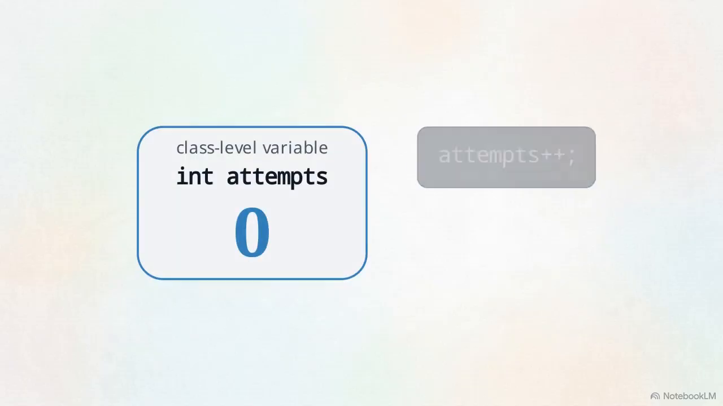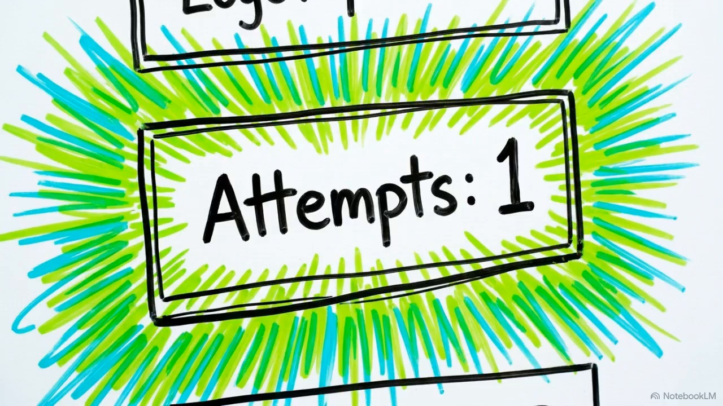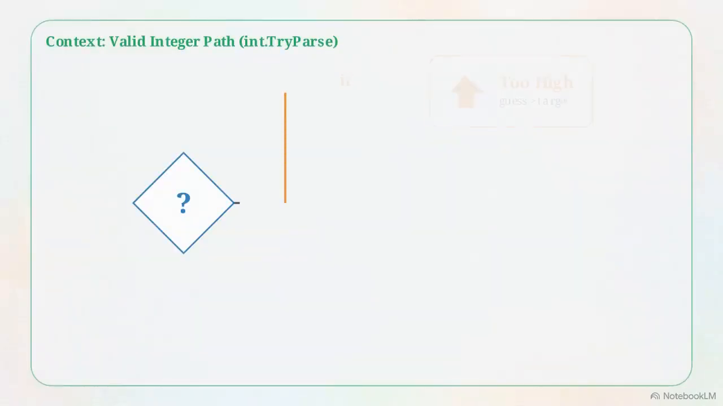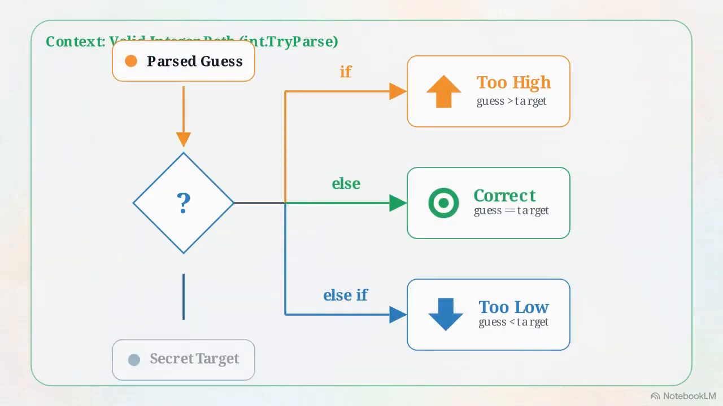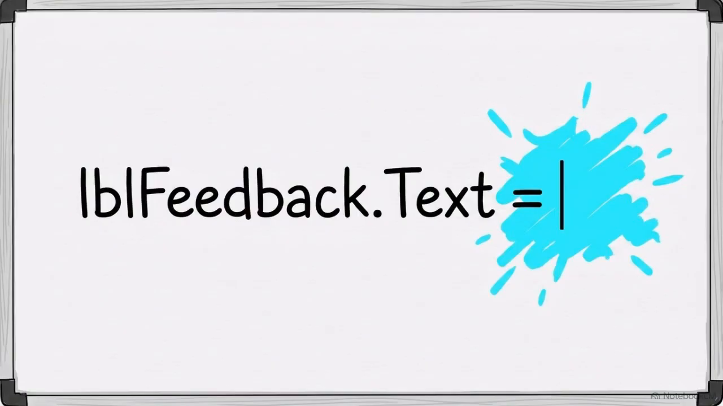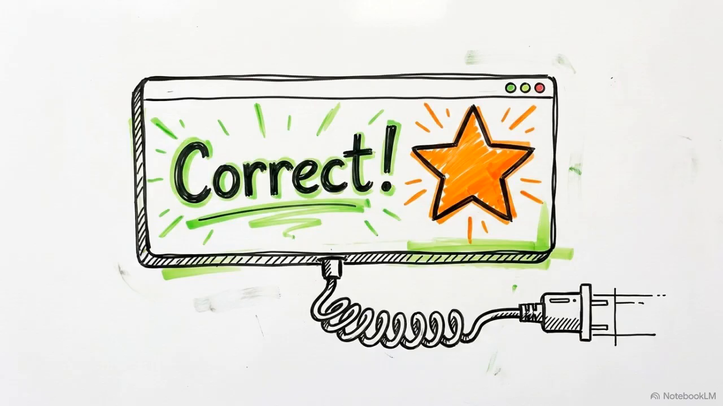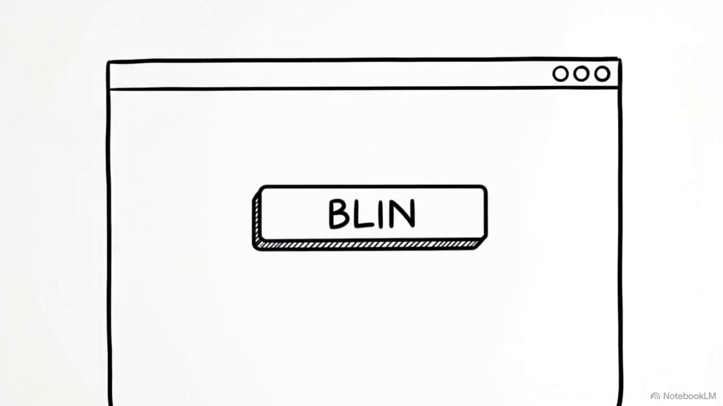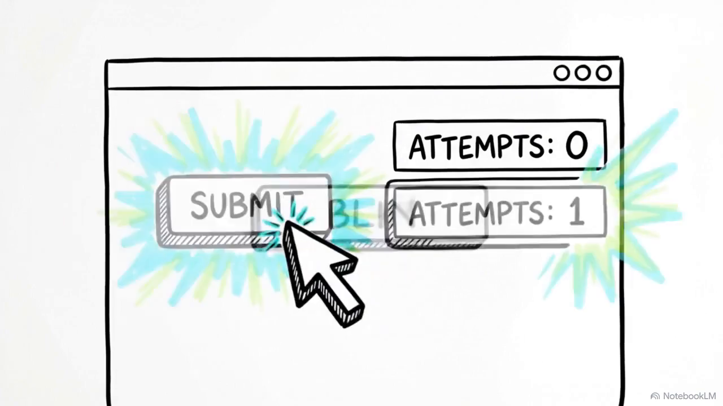First, take the class-level attempt counter and increase it by 1. Then, update the attempts label on your interface so the user can see their progress. Next, write a simple if-else tree to compare the parsed guess against the secret target number. Set the feedback for each branch. Tell them if it's too high, if they were too low, or if they hit the target. By connecting validated input to persistent variables, you've created a functional, interactive loop that responds safely to every click.